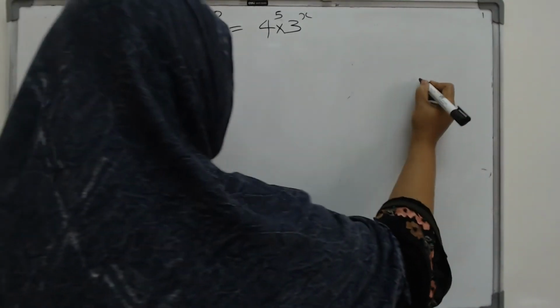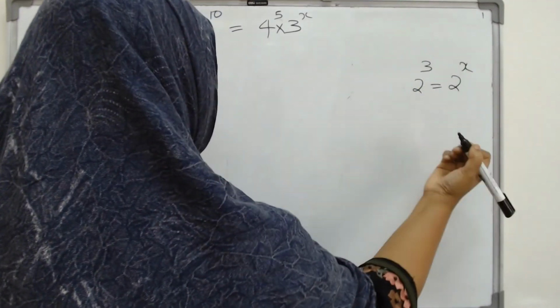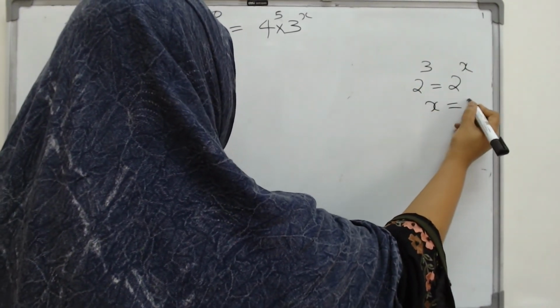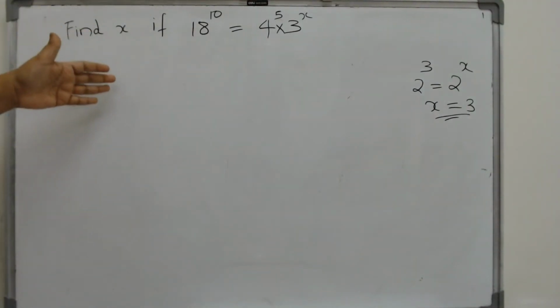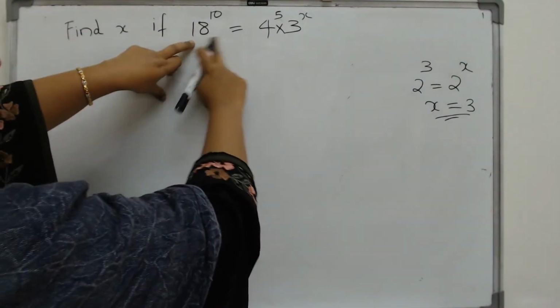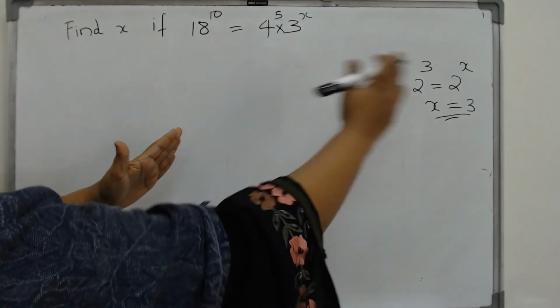Why is that? Suppose 2 raised to 3 is equal to 2 raised to x, what will this mean? The only option you will have is that x has to be equal to 3. So that is what we are going to do here. You see the different bases here, make all of that the same, then you can equate the exponents.